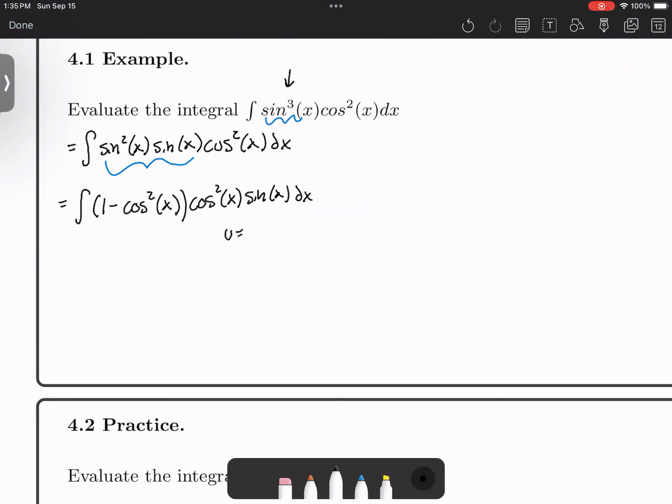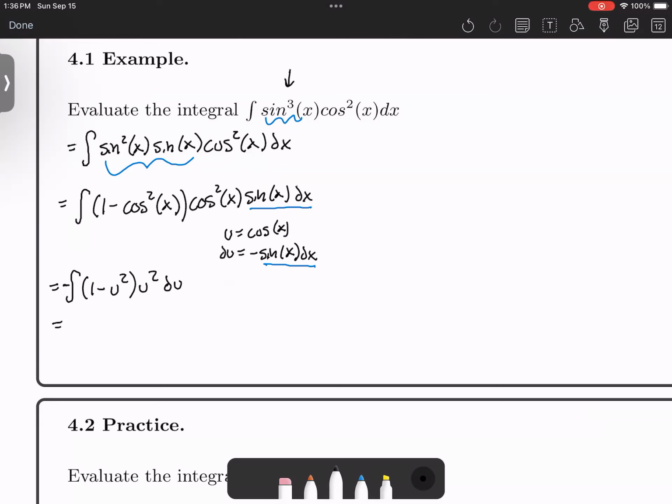I'm going to replace cosines. So if u is equal to cosine, then du will be equal to minus sine of x dx. And it is that sine of x dx that I'm going to replace. So replacing all of my cosines with u's, I have 1 minus u squared times u squared. And the sine of x dx is replaced by a negative du.